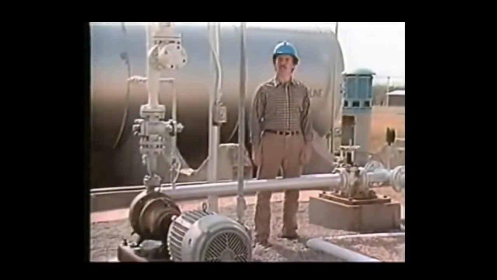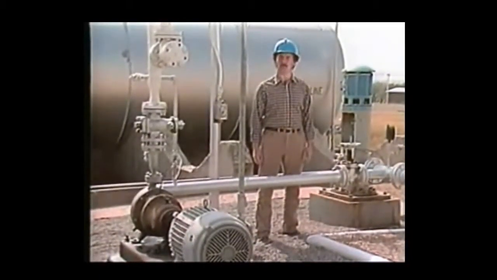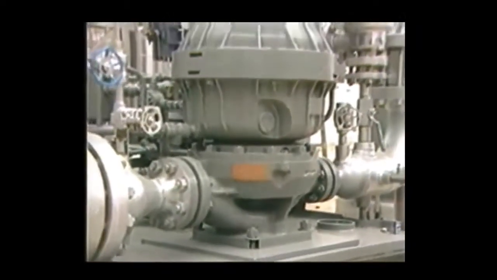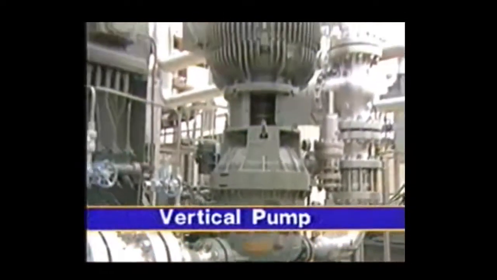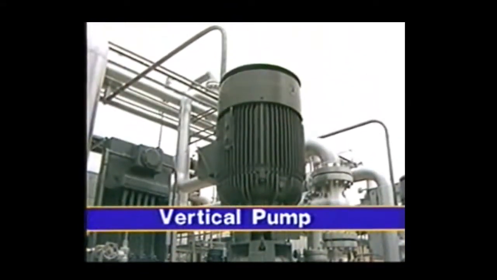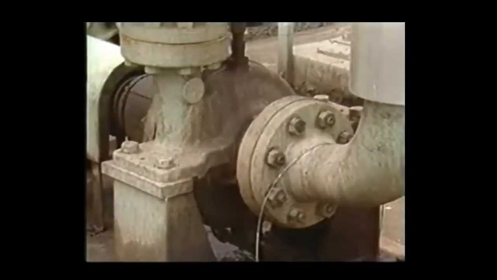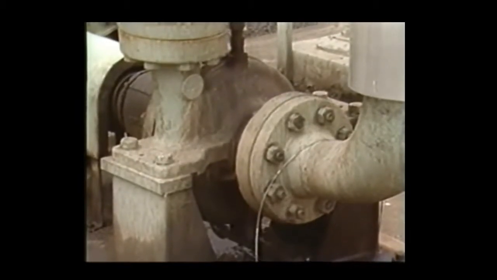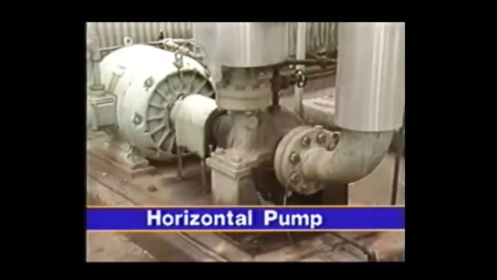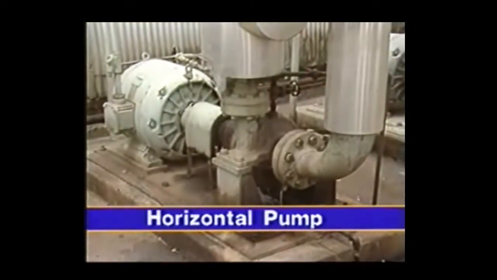The terms refer to the position of the shaft during the pump's normal operation. Shafts in vertical pumps are perpendicular to the ground. The driver is usually positioned above the pump. Shafts are parallel to the ground in horizontal pumps. The driver is usually positioned beside the pump.